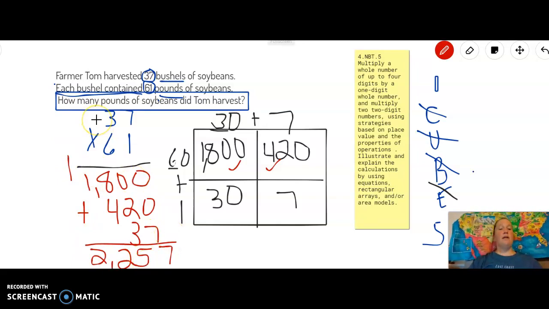2,257. So they want to know how many pounds of soybeans did Tom harvest? He harvested 2,257 pounds.